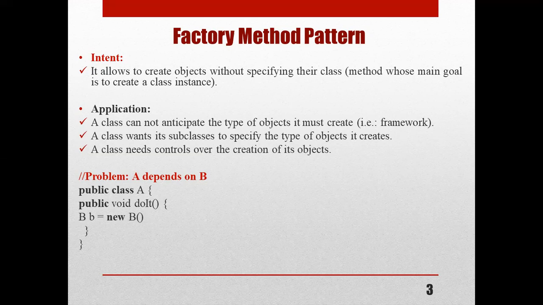So here you can see creating objects without specifying their class. Here class A depends on B. Here we are not going to specify class B, but we are going to create the object for class B. Here you can see B, then the object name, and we are going to allocate the memory for that object. What is the statement here? A depends on B. Here we have not defined or declared class B. That is factory method pattern.